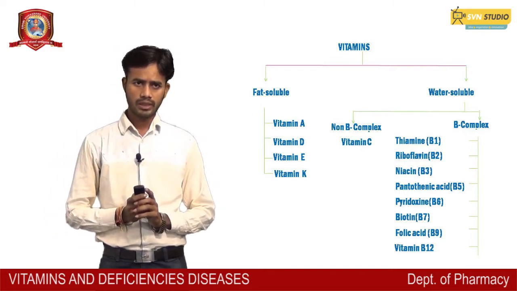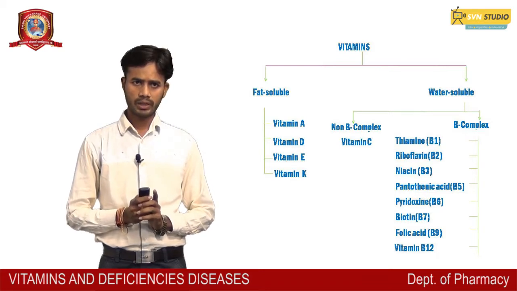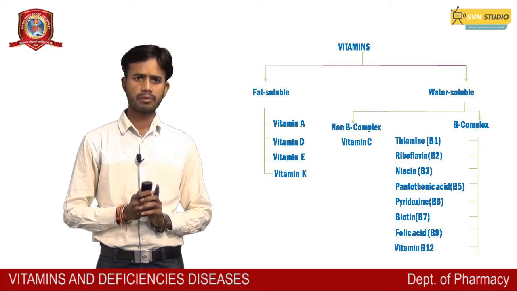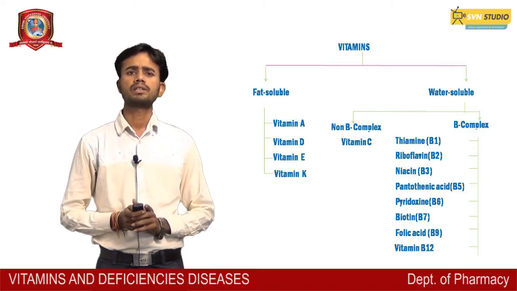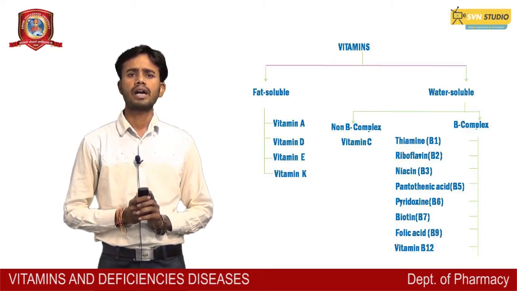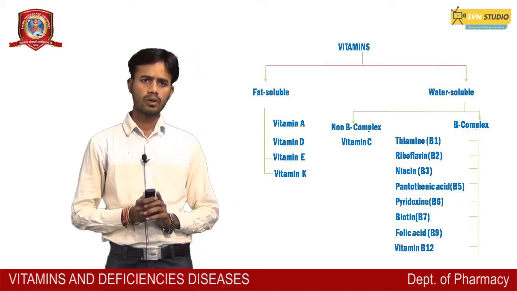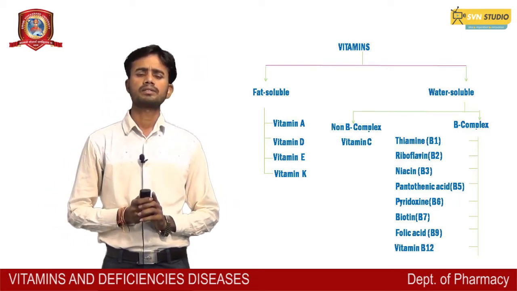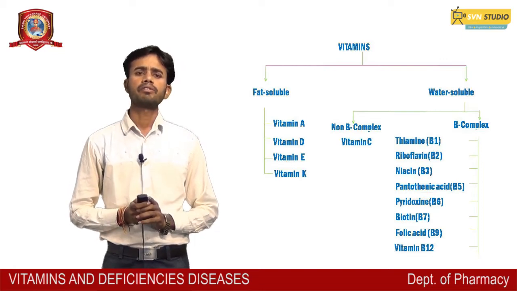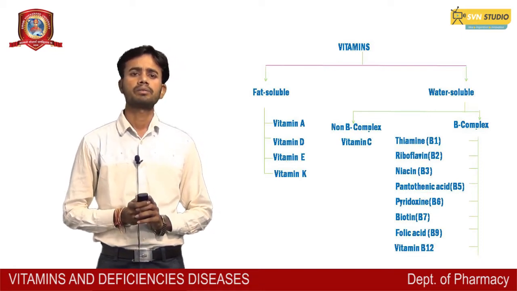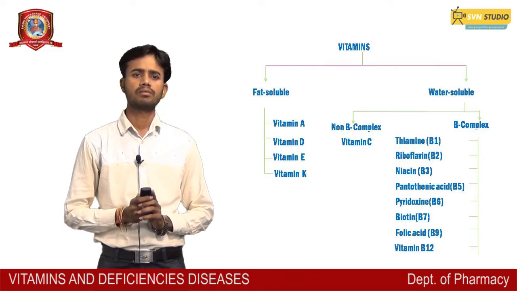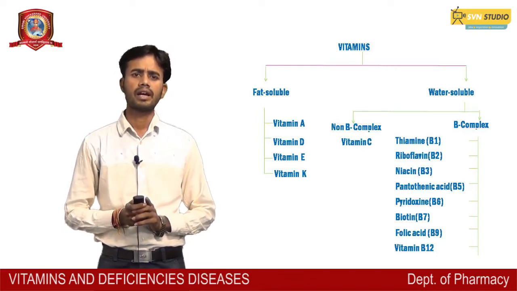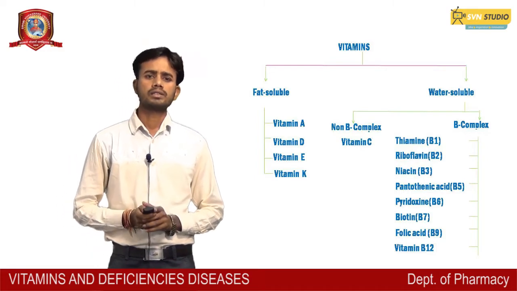Water-soluble vitamins contain two categories: the non-B complex, of which an example is vitamin C, and the B complex: vitamin B1, also called thiamine, vitamin B2, also called riboflavin, vitamin B3, also called niacin, vitamin B5, pantothenic acid, vitamin B6, pyridoxine, vitamin B7, biotin, vitamin B9, folic acid, and vitamin B12, called cyanocobalamin.